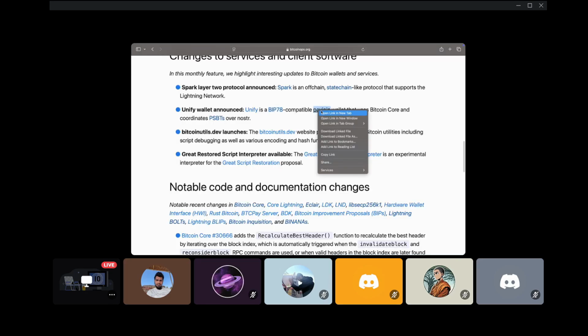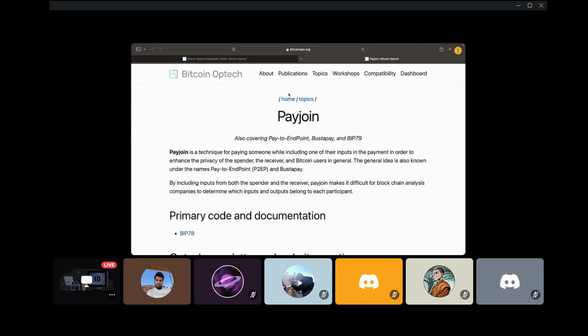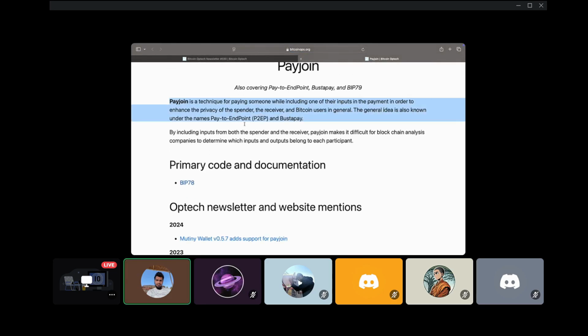What is Payjoin? Payjoin is a technique for paying someone while including one of their inputs in the payment in order to enhance the privacy of the spender, the receiver, and Bitcoin users in general. The general idea is also known under the names pay to endpoint, P2EP, and bustapay. By including inputs from both the spender and the receiver, Payjoin makes it difficult for blockchain analysis companies to determine which inputs and outputs belong to each participant.